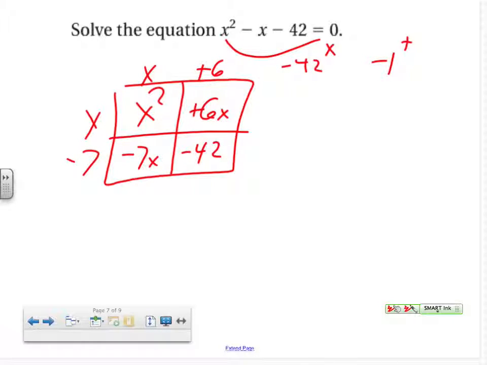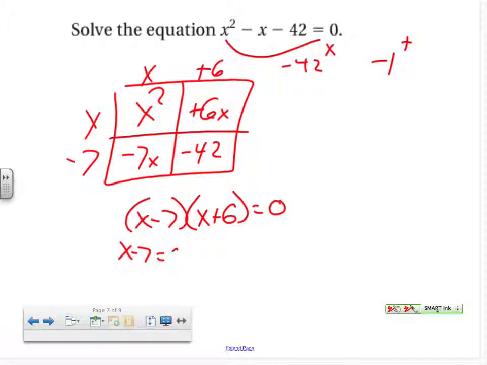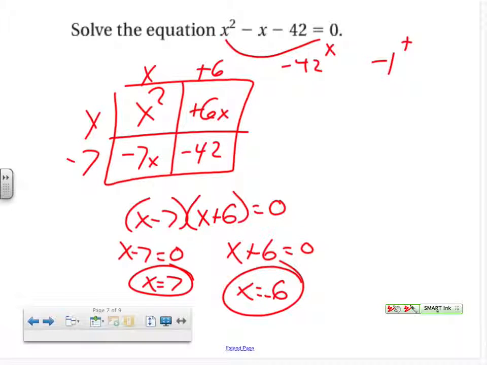Our factored form is x minus 7 times x plus 6, that's equal to 0. The zero product property says x minus 7 equals 0 or x plus 6 equals 0. So that means our solutions are x equals 7 or x equals negative 6.